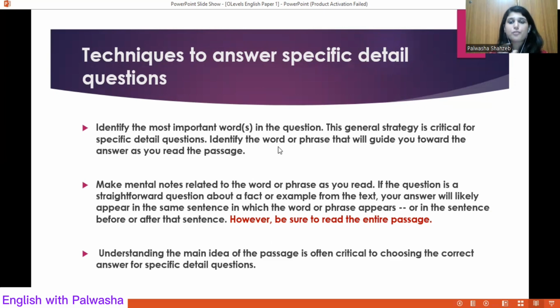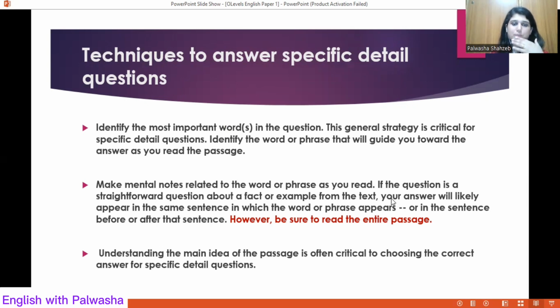Identify the word or phrase that will guide you toward the answer as you read the passage. You have to underline the important things from the question which they are asking you to write. Make mental notes related to the word or phrase as you read.